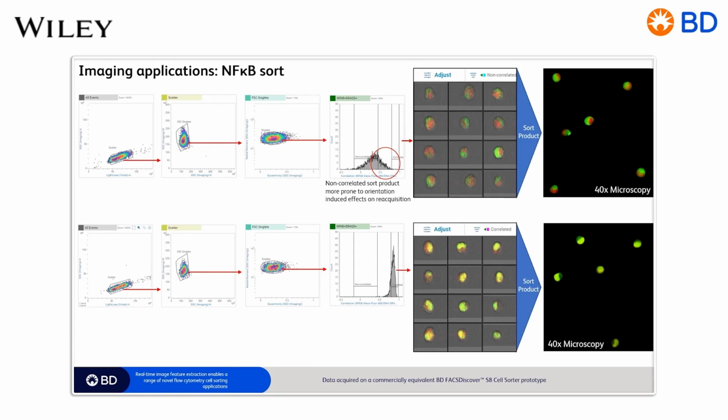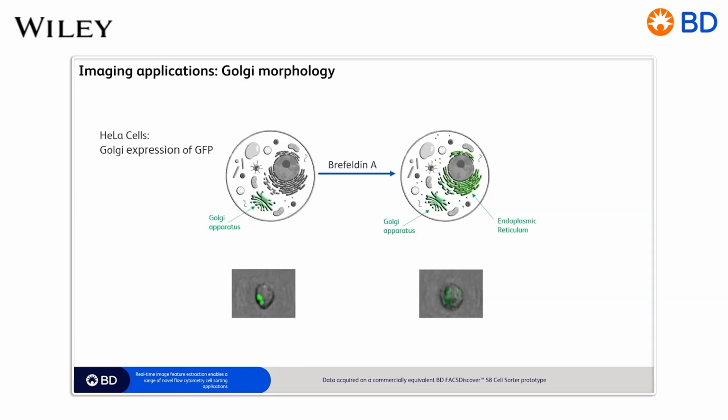Next, I'm going to talk about this Golgi morphology application. This is kind of an interesting effect that happens. What we have is some HeLa cells that express GFP in the Golgi apparatus. And when you treat cells with Brefeldin A, for a lot of you who've done intracellular cytokine staining, you'll treat your cells with Brefeldin A because that blocks the secretory pathway and you get this cytokine buildup in your cells. The way it does that is it actually disrupts the Golgi, and the Golgi then gets redistributed throughout the endoplasmic reticulum.